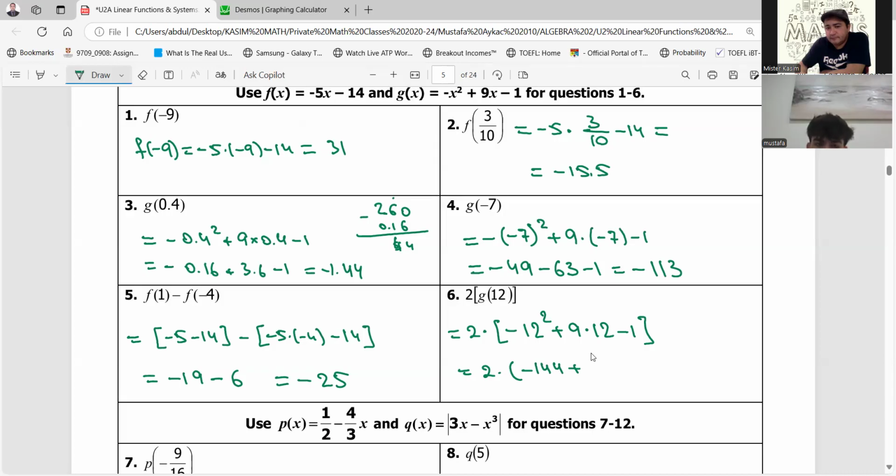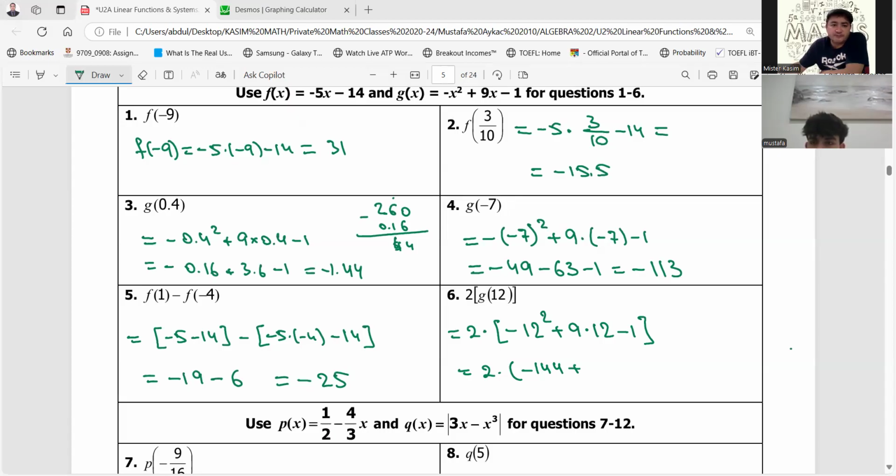Wait, since it's negative 12, wouldn't that become 144? What? When you multiply the negative 12 by negative 12, won't that become 144? Since negative times negative equals positive?